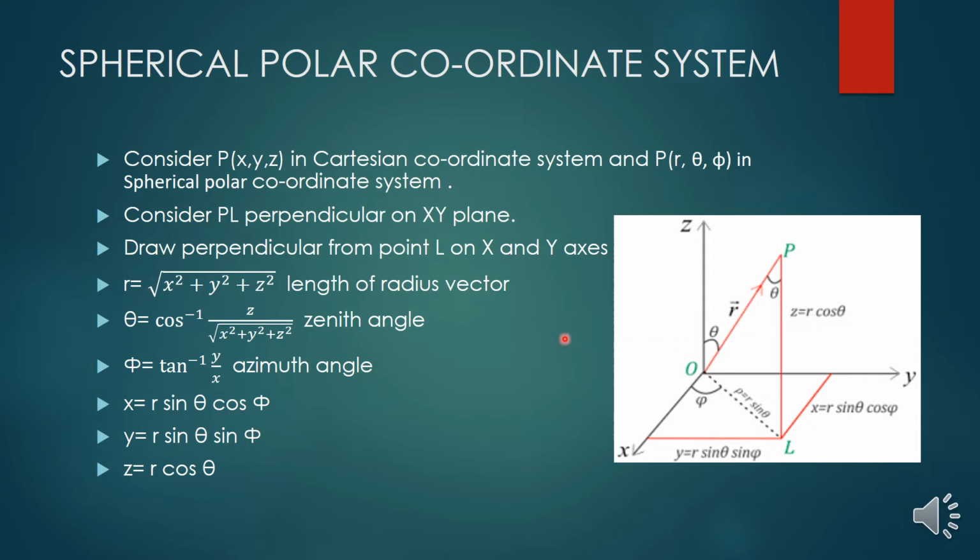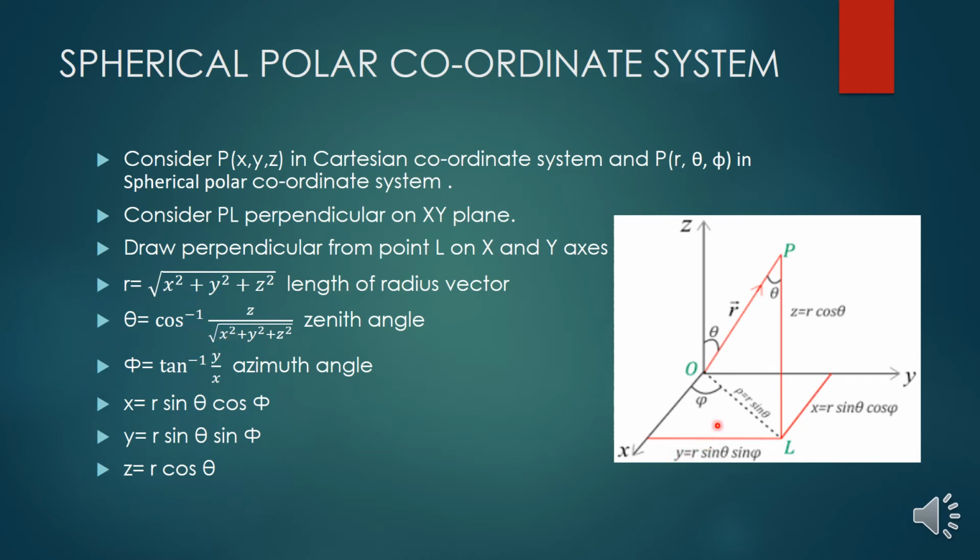Then r will be equal to square root of x square plus y square plus z square, which is equal to the length of the radius vector. This also we know because if a point P is having coordinates x, y, z, then its distance from the origin is given by under root of x square plus y square plus z square. So now we have obtained the relationship between r and x, y, z coordinates, and theta and x, y, z coordinates. The remaining coordinate is phi.